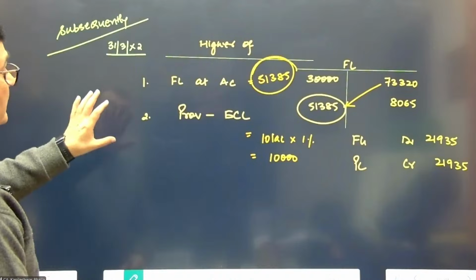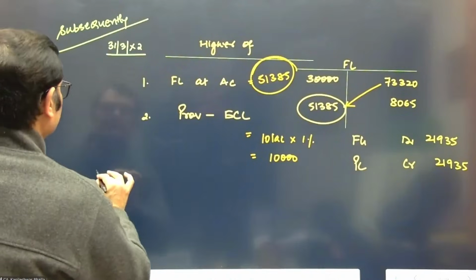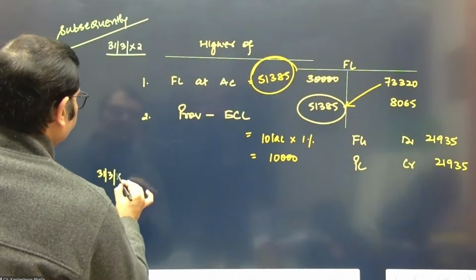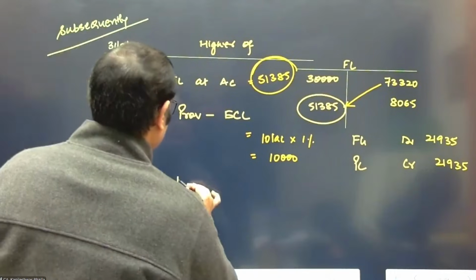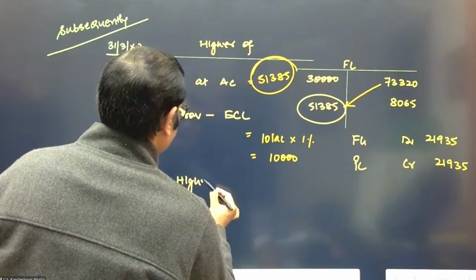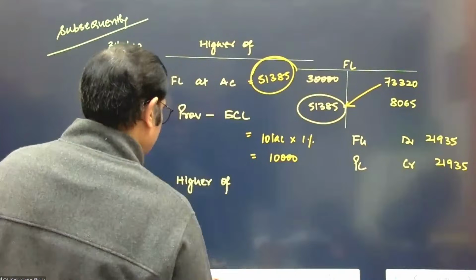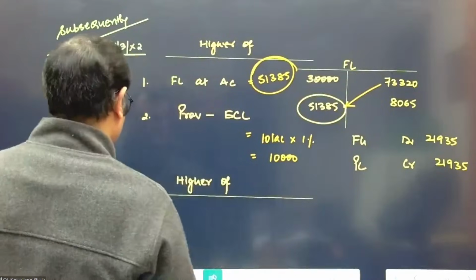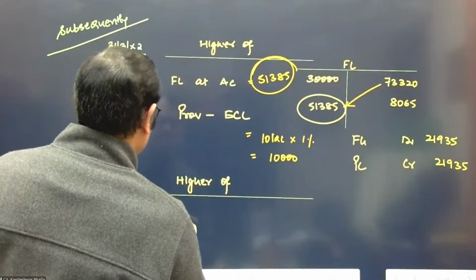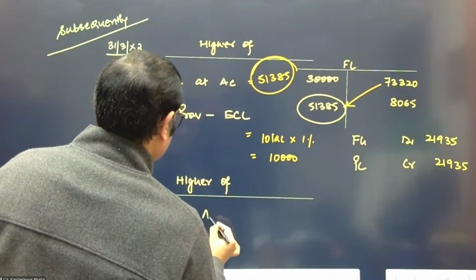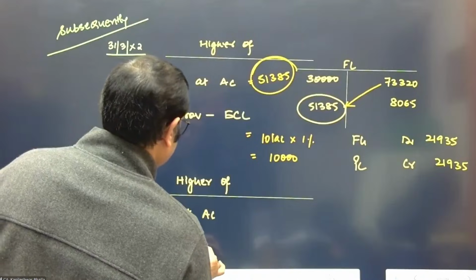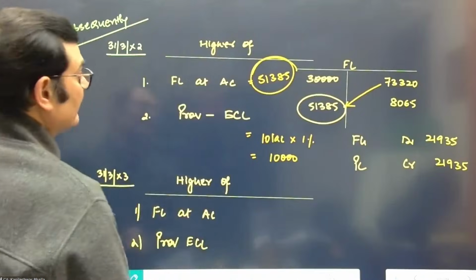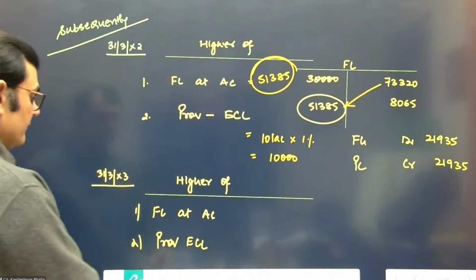Now he's also asking us the accounting for the year ended March X3 as well. So again, we do similar calculations. We need to consider the higher of the two. So we take the financial liability at amortized cost and we create a provision for the expected credit loss and take the greater of the two.